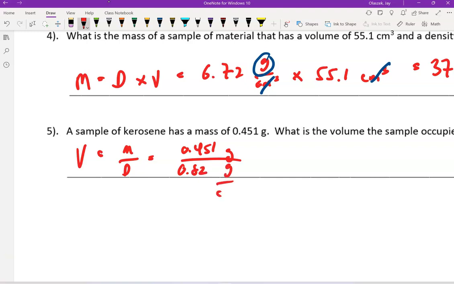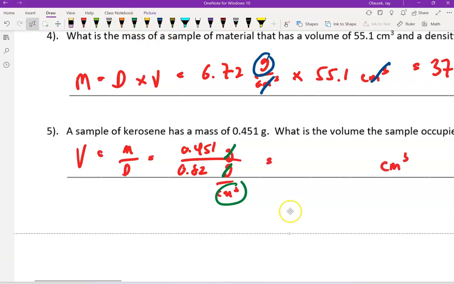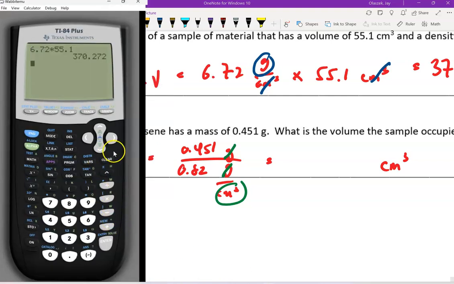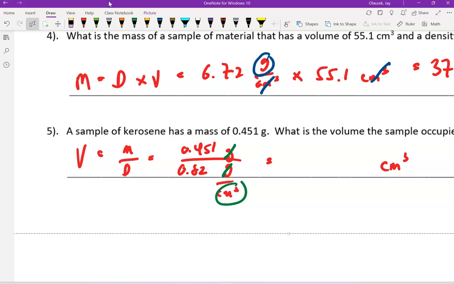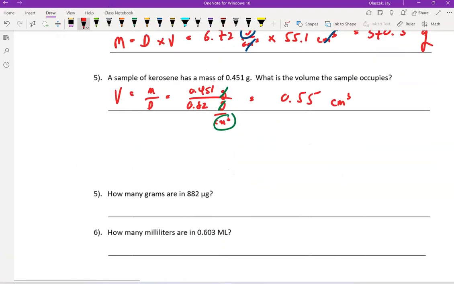0.82 grams per cubic centimeter. Obviously, grams is going to cancel. It's going to leave our answer in cubic centimeters, which is what we want. So let's crank this out. Here's our calculator, and we'll say 0.451 divided by 0.82. We know our units cancel, and we get a volume of 0.55 cubic centimeters.